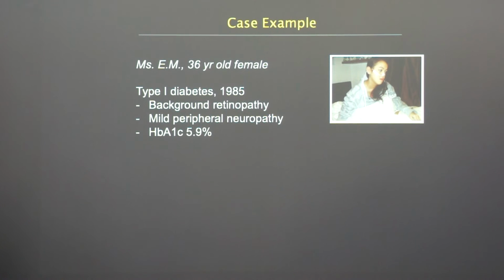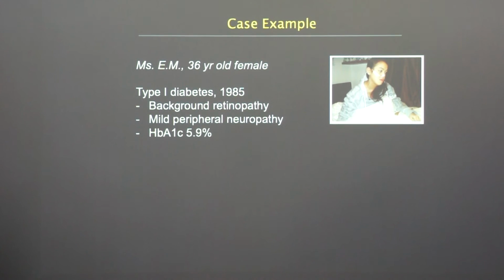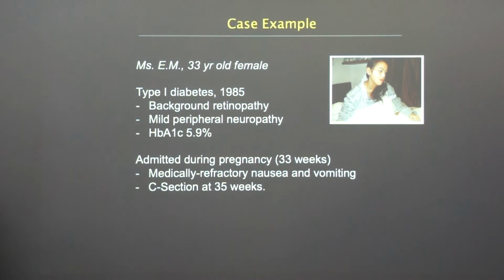So here is just an example patient. It's a 36-year-old female. She's type 1 diabetic, so there's a close link between gastroparesis and diabetes. She was diagnosed with gastroparesis and actually had to undergo a C-section during her pregnancy because the gastroparesis was so severe.